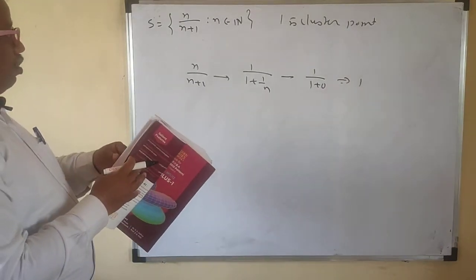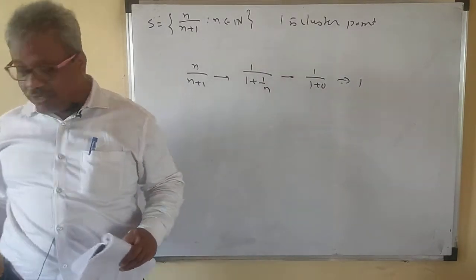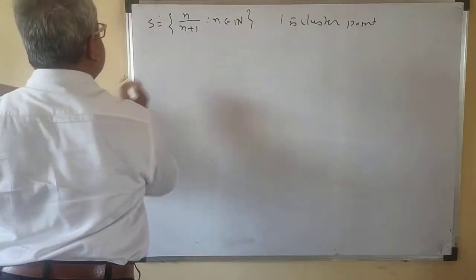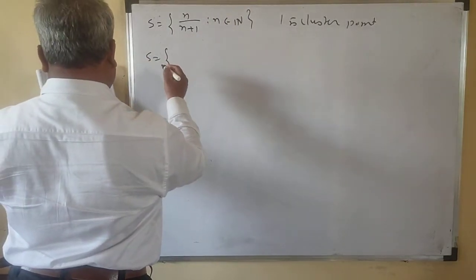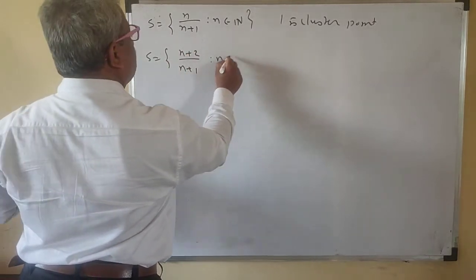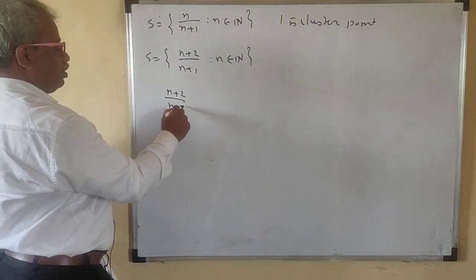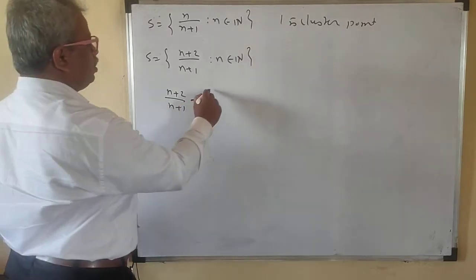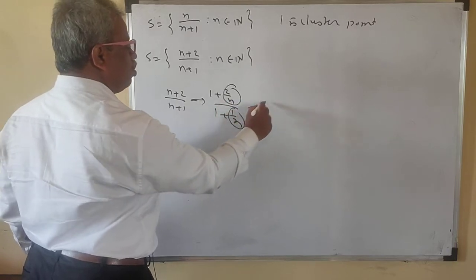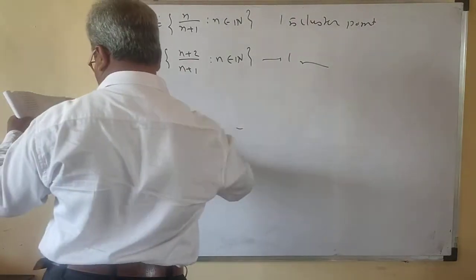See how we got this one. You are taking the limit as n tends to infinity of n upon n plus 1, which will be the cluster point of this set. Suppose we have this example: S is equal to n plus 2 upon n plus 1, where n belongs to N. How to find it? This is 1 plus 2 upon n over 1 plus 1 upon n. This is 0, this is 0, so 1 upon 1 is 1. Again 1 is the cluster point.